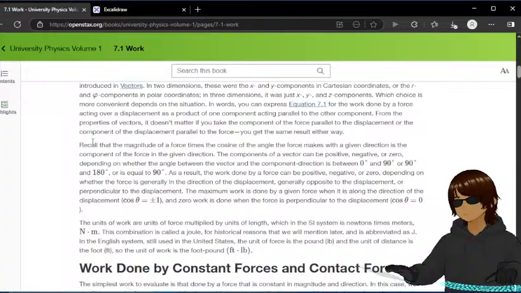The magnitude of force times the cosine of the angle the force makes with the given direction is the component of the force in the given direction. Components of a vector can be positive, negative, or zero depending on whether the angle between the vector and component direction is between 0 and 90 degrees, or 90 and 180 degrees, or is equal to 90.